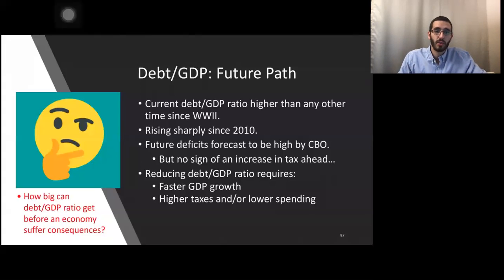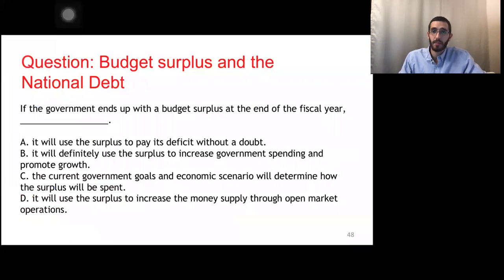So to reduce the debt to GDP ratio, if it's a goal of the government, either we grow faster and then we can pay that sum, which would be a lower share of our overall economy, or we increase revenue and lower expenditures so we can have more surpluses, right? But the question is, once again, how big can that debt to GDP ratio get before an economy suffers consequences? That's extremely important to think about because it will definitely impact how our economy develops over time.